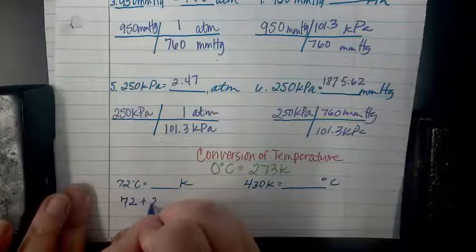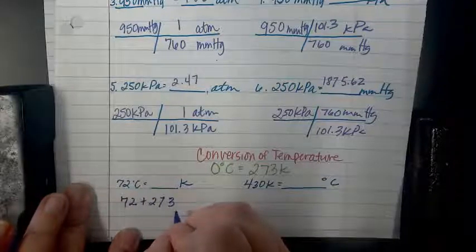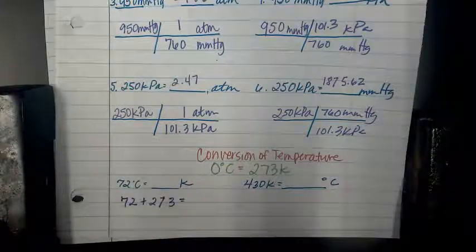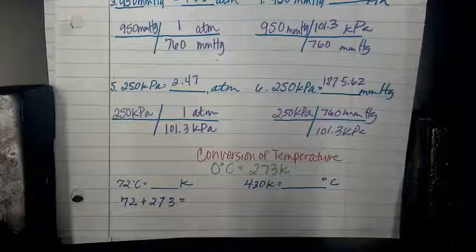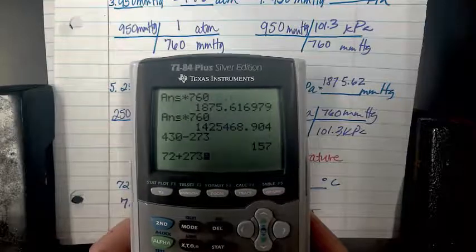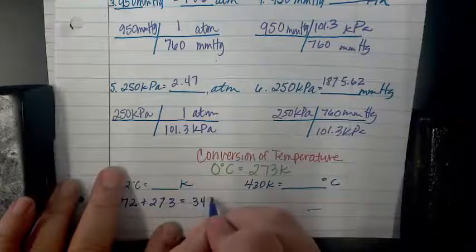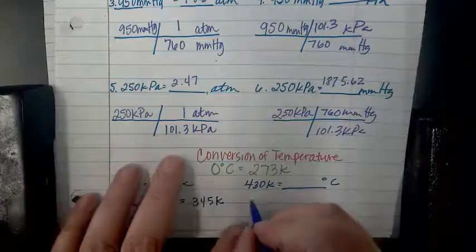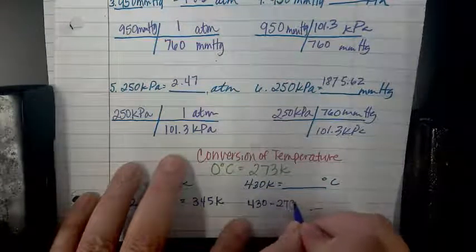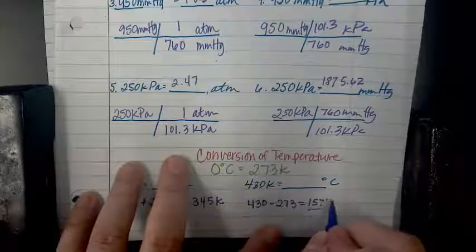so all I'm going to do is add 273 to that. I just realized that the answer that I solved for was wrong. So I'm just going to add 72 plus 273 and get 345, and I'm going to make sure to put my Kelvin on the end. So I'm going Kelvin to Celsius, so I'm going to have 430, and I'm going to minus 273 from that, and I'm going to get 157 degrees Celsius.